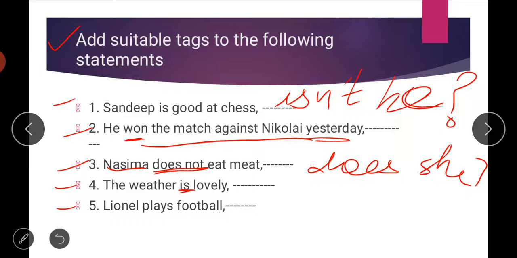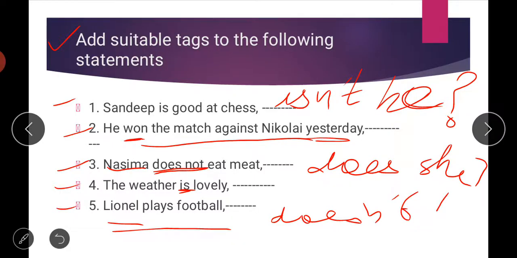Then fifth is Lennon plays football. So again there is no helping verb and it is a positive statement. So Lennon means the name of a person, a boy. If you see, this is a player of football, actually it's a real name. So doesn't he will be the right tag for this statement. Doesn't he.